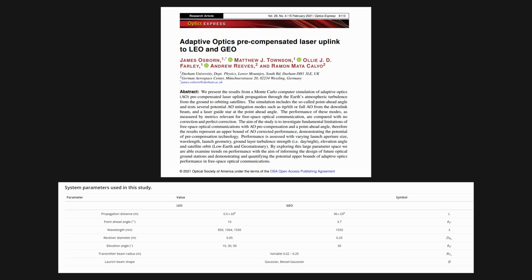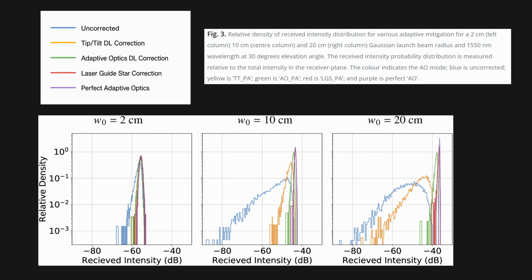They used an atmospheric turbulence simulation and did a Monte Carlo simulation with lots of different configurations to estimate the performance across all of these different adaptive optics modes. It had some interesting results that we'll go over briefly now. This plot shows the intensity at the receiver at 3 different sizes for the transmitter beam radius with all of the different adaptive optics methods.